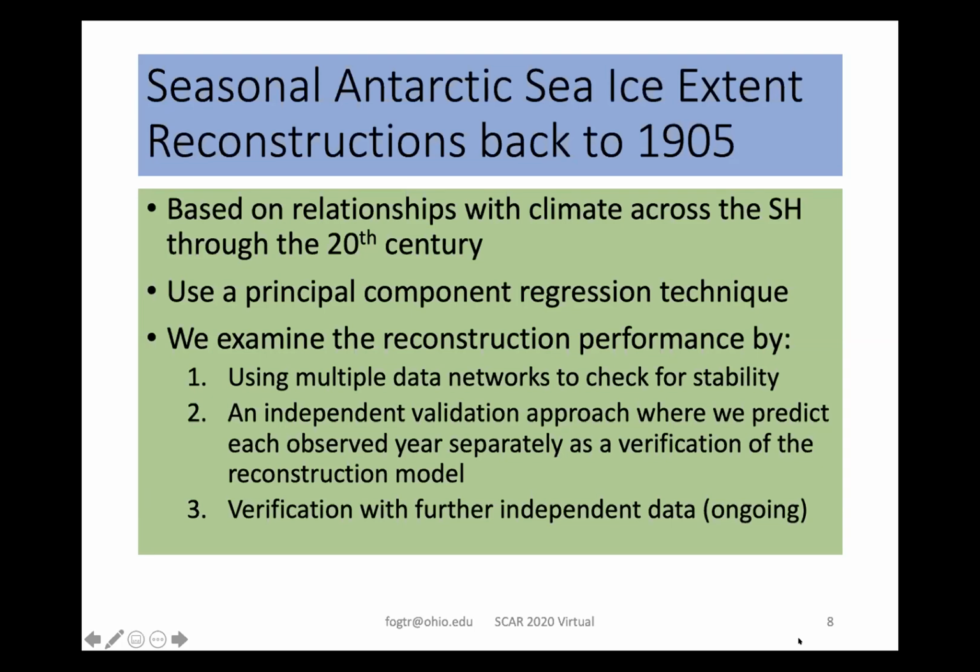First, we're going to use multiple different data networks to check for stability. How sensitive is the reconstruction that we're getting to what data we're putting into it? We're also going to do an independent validation. Because the sea ice record is very short, only about 40 years now, we don't have a lot of data to withhold from our model when we calibrate it. So we're doing an independent validation approach by predicting 1 year at a time based on the fitting measures that we get. And we predict that year independently, withholding the years around it, so that it's not influenced by the model fit with the years beside it.